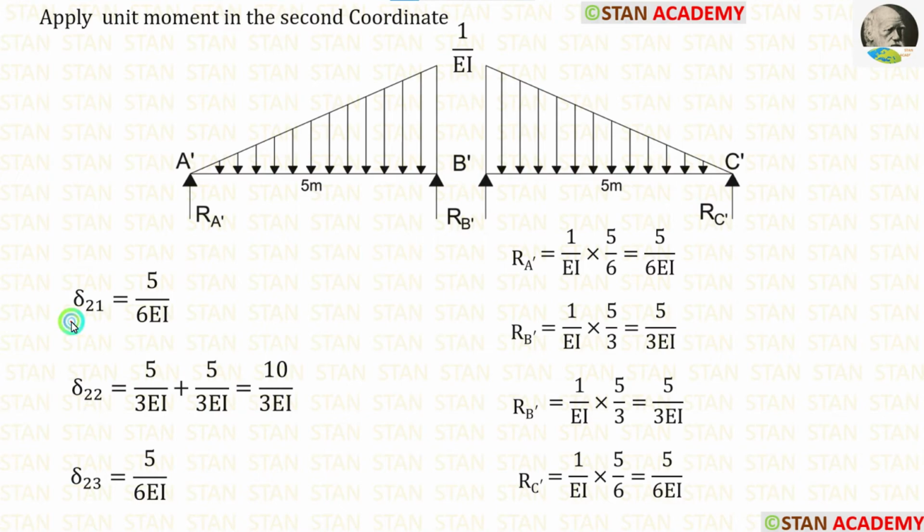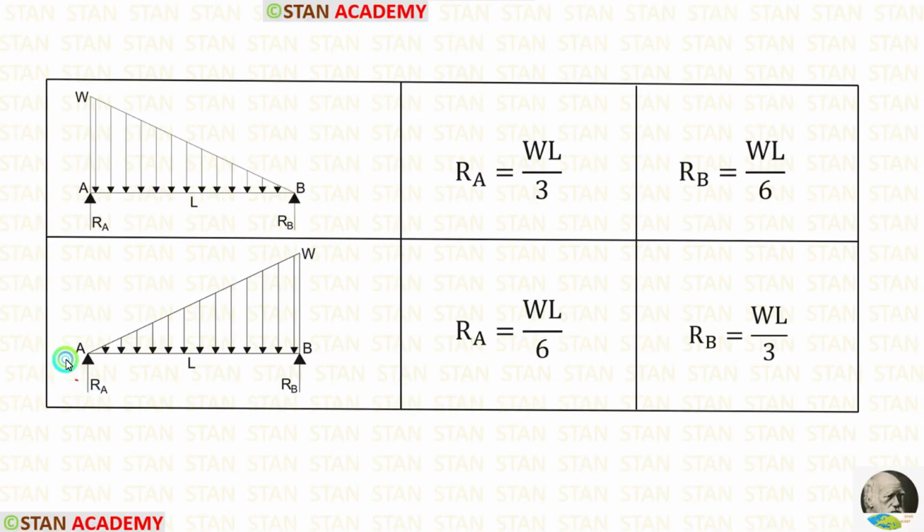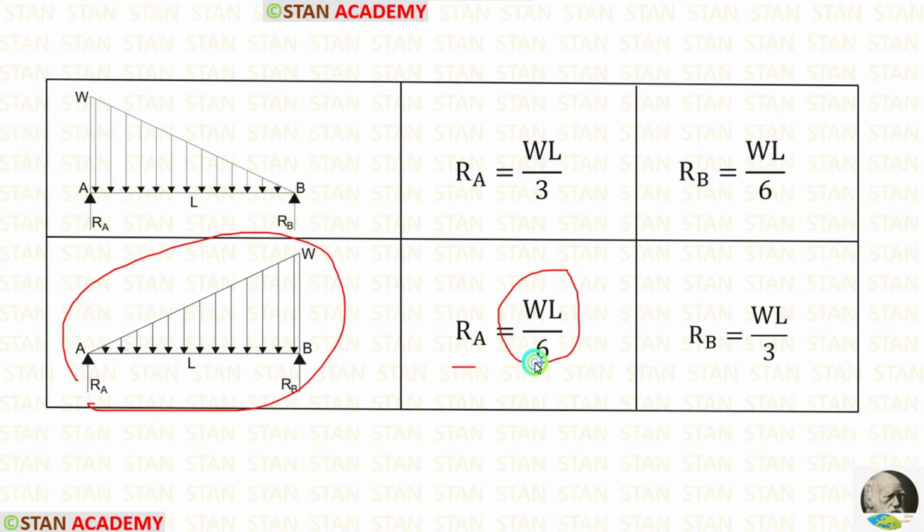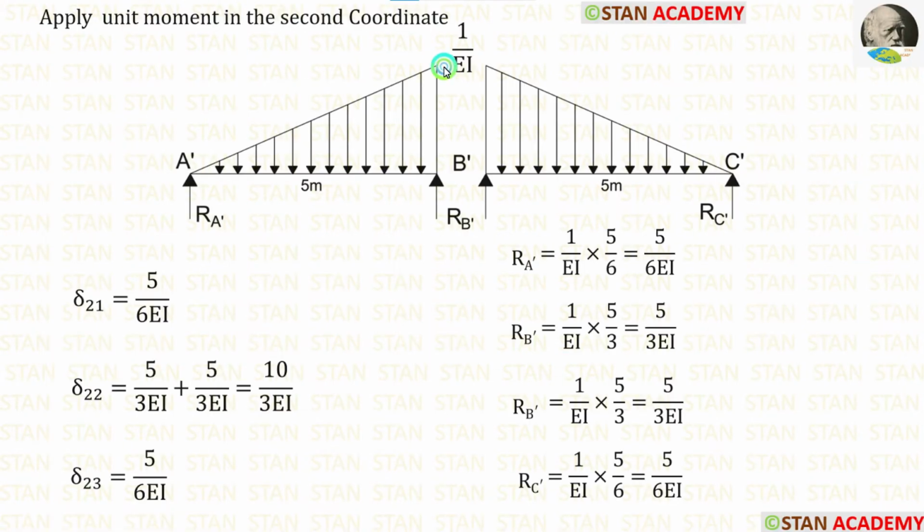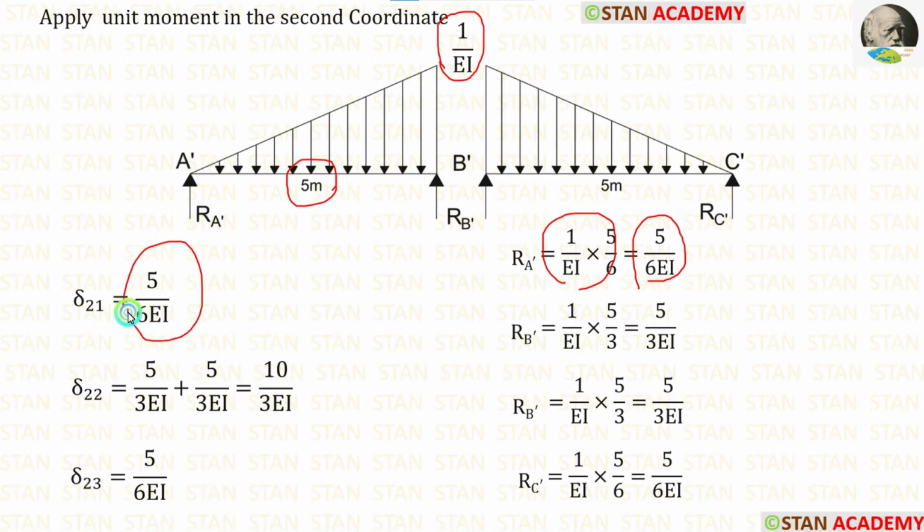Now let us calculate delta 21. For that, we have to find RA dash. Let us see the formula. In this kind of loading, RA is equal to WL upon 6. Here W is 1 upon EI, L is 5. When we apply inside the formula, we are getting 5 upon 6 EI.